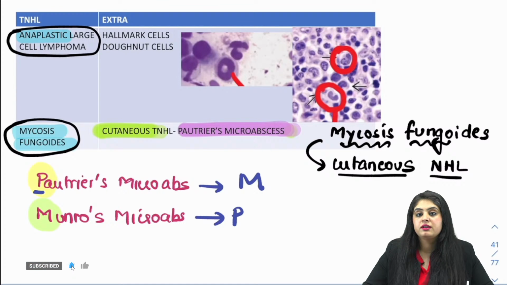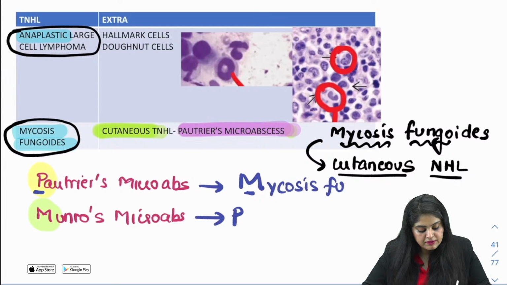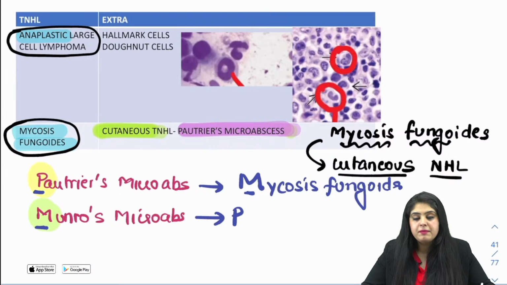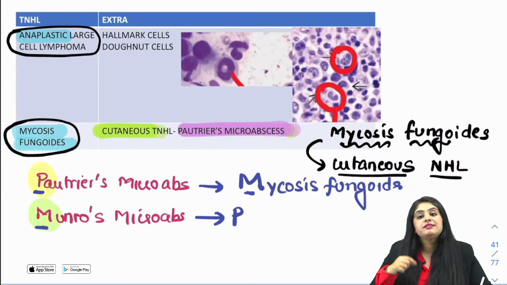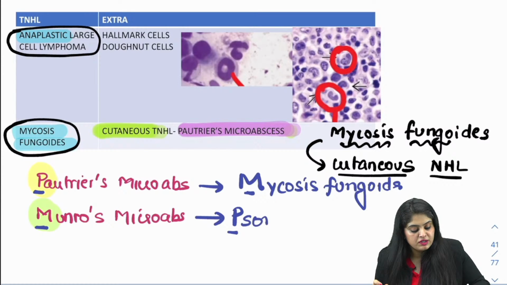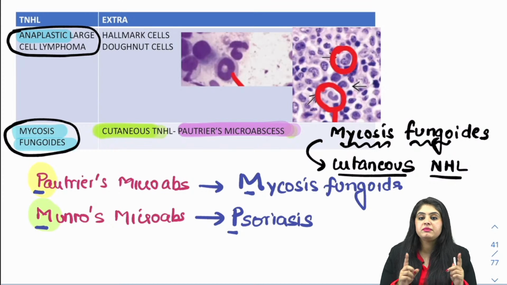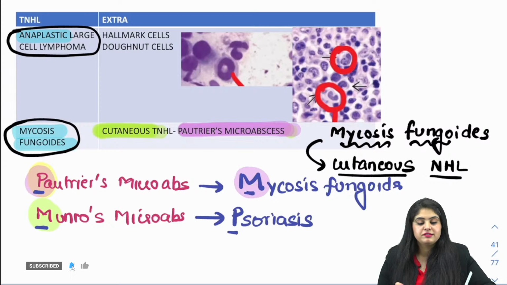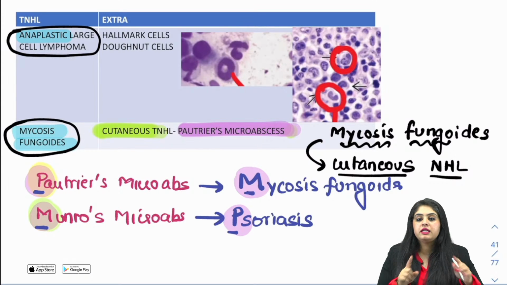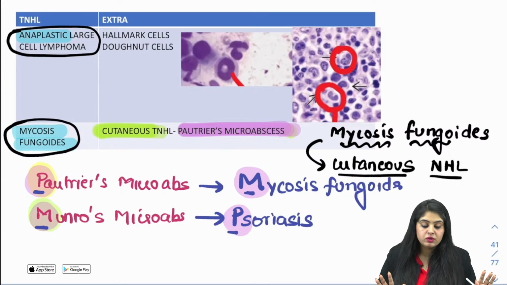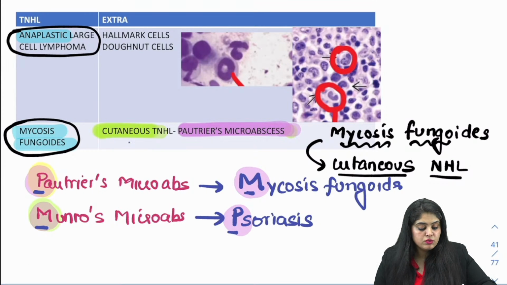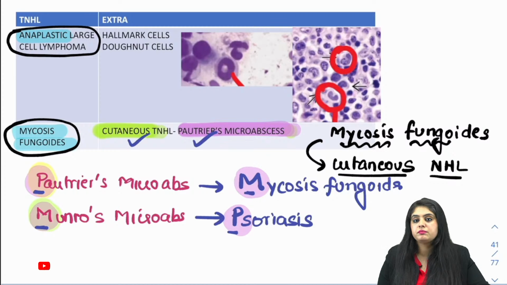So if P is written over here, Pottrier's microabscess, the disease has to be with M, and that is mycosis fungoides. And if M is written over here, Munro's is written, then the disease has to be with P, and that is psoriasis. Exactly. So the simple way to learn is that there has to always be a combination of PM. Pottrier's is seen in mycosis fungoides. Munro's is seen in psoriasis. Or you can learn, keep the two P's away, keep the two M's away, your wish. PM mnemonic, you have to put it up. Okay. Now the cutaneous one you have understood: Pottrier's microabscess, mycosis fungoides.